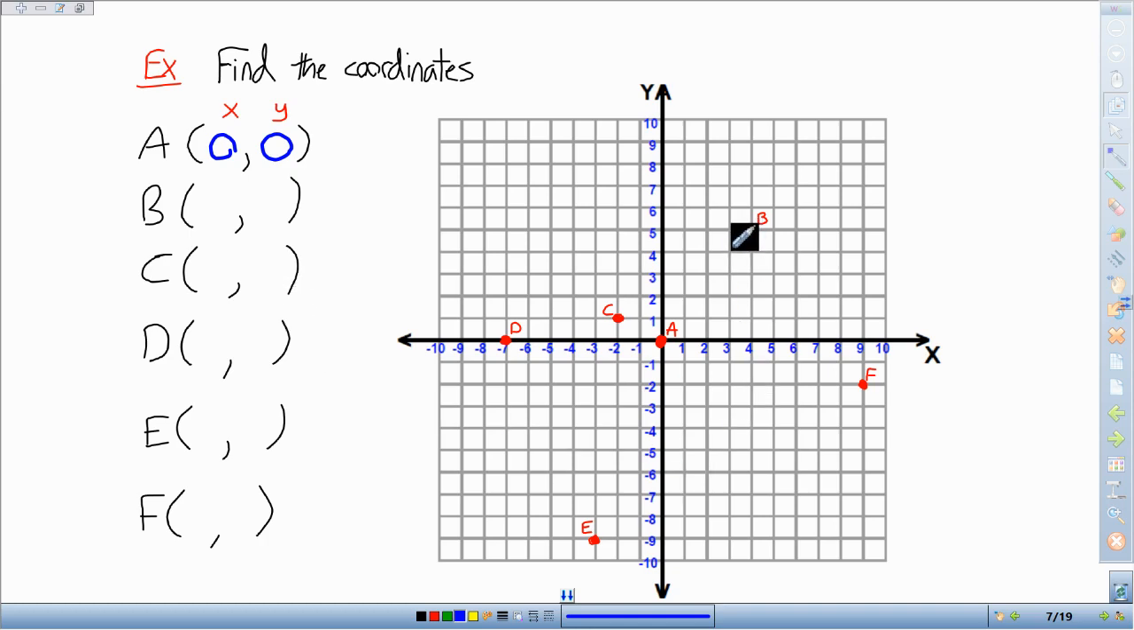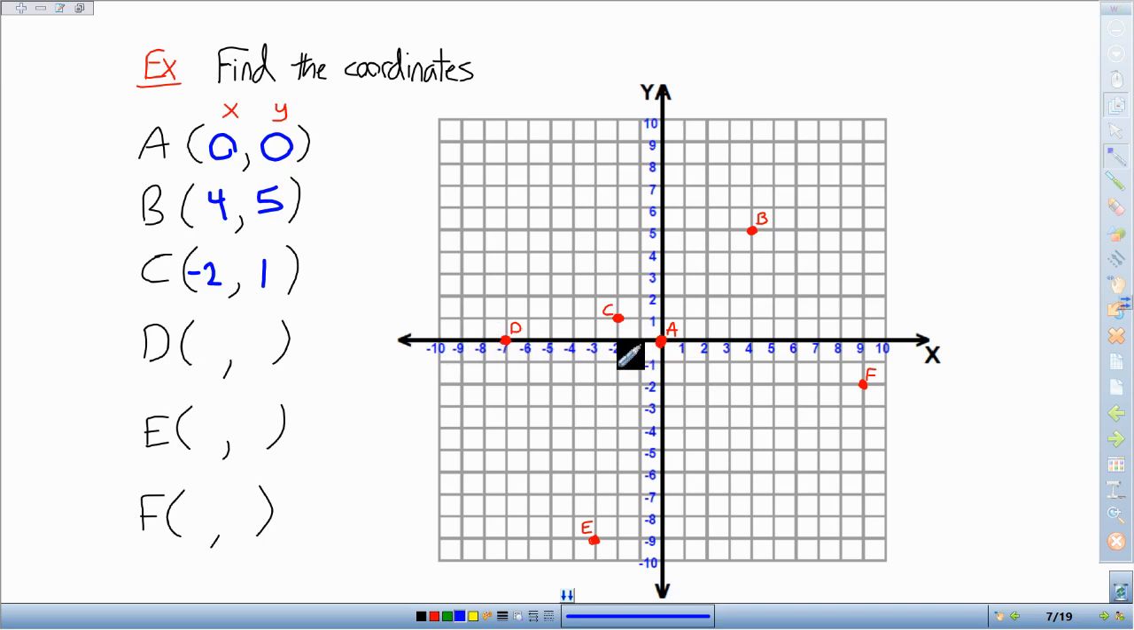Okay, here's B. Going back to the center here, it looks like we're at +4 on the x, +5 on the y. All right, just be careful on these. It'd be really tempting to go, oh, +5, +4. Do the y-axis first and then the x-axis. No, be careful. It's always x, y, right? All right, so C is at -2 on the x, +1 on the y, -2, 1.